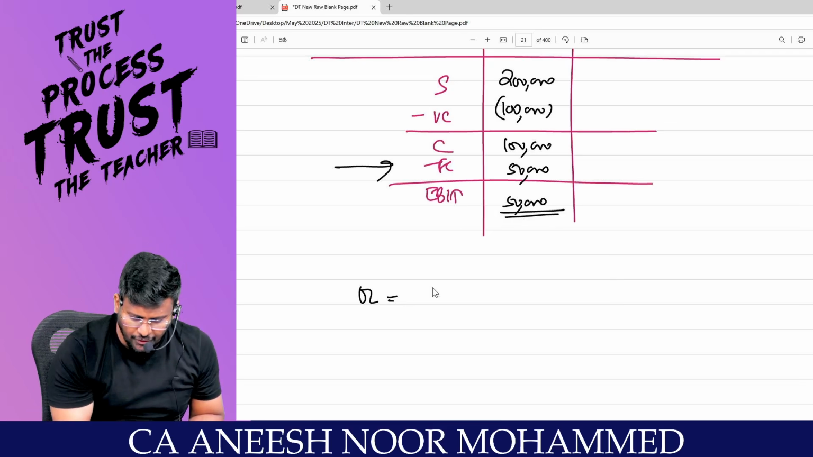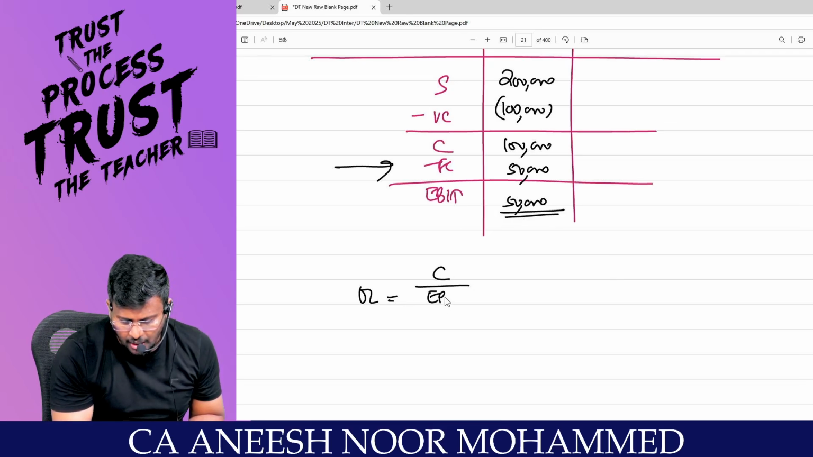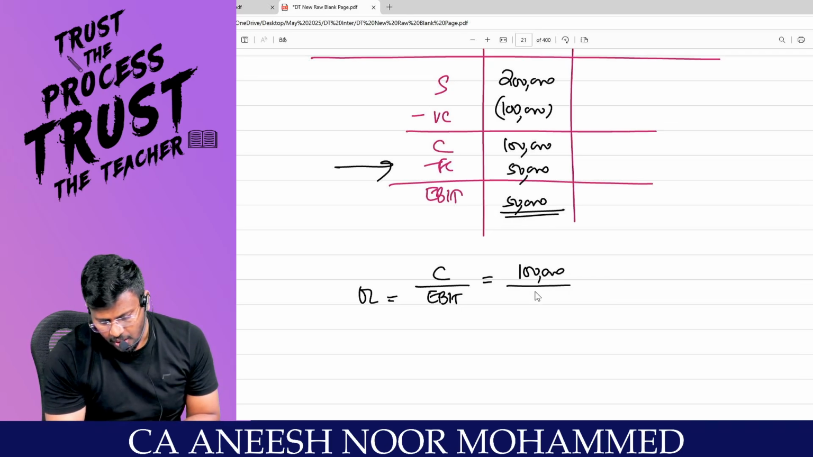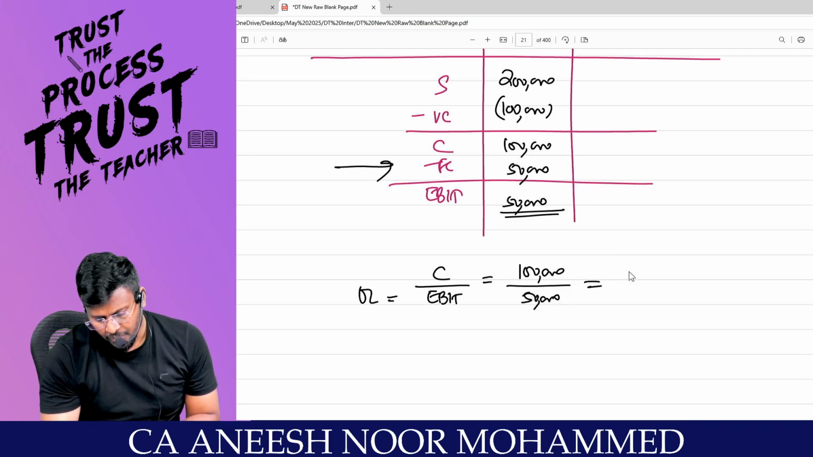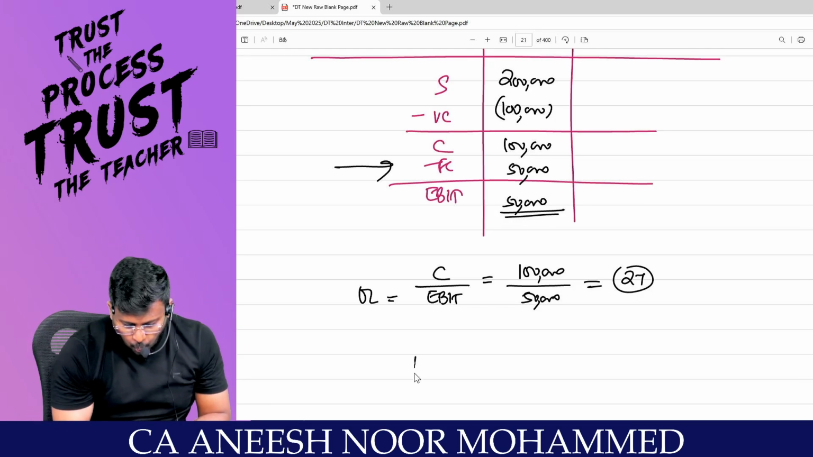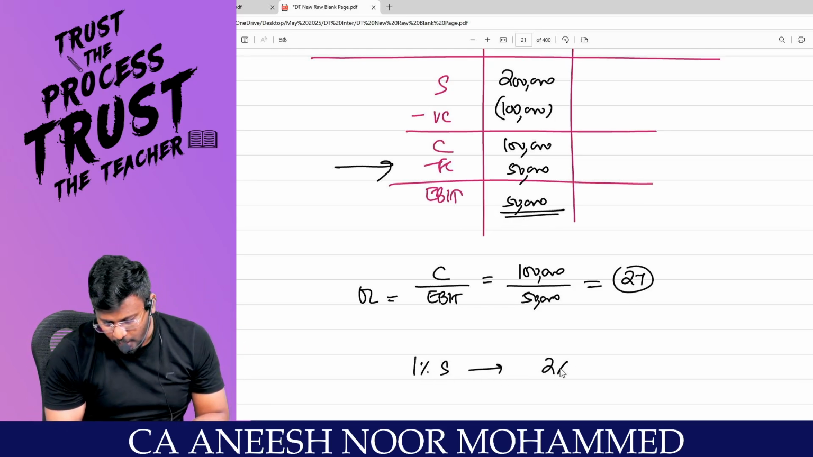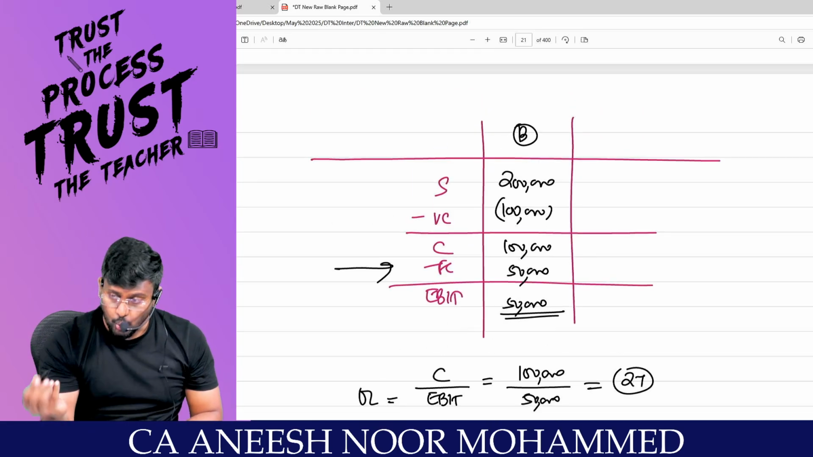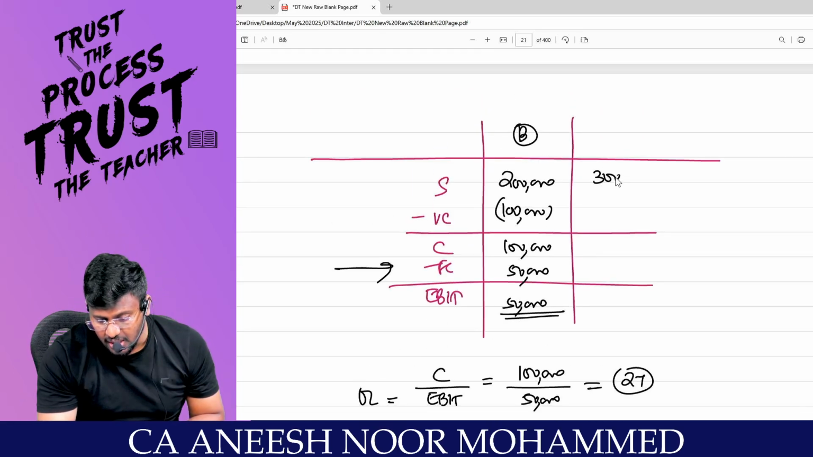So, what is the profit? Contribution divided by EBIT. What is the contribution? 1 lakh divided by 50,000 comes to 2 times. Do you have any interpretation of 2 times? 1% change in sales will lead to 2% change in EBIT. Comfortable? In the question, they said that 3 lakh rupees is the sale.